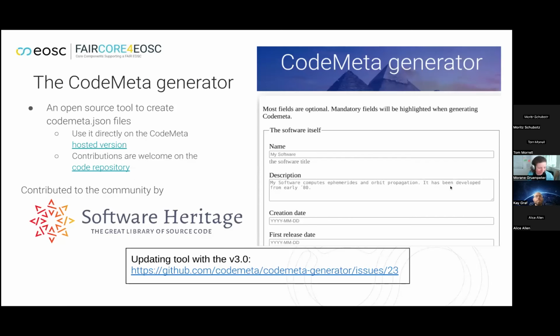I'm just going to say a small word here about the CodeMeta generator. Most of you know this tool. It is a tool to generate a codemeta.json file. We are also working in parallel to update the tool for this version 3 release, because we will have new properties to add to the form and also change the vocabulary identifier. We will try to have this tool compatible with what we had before with the version 2, so you can choose which file you want to create.